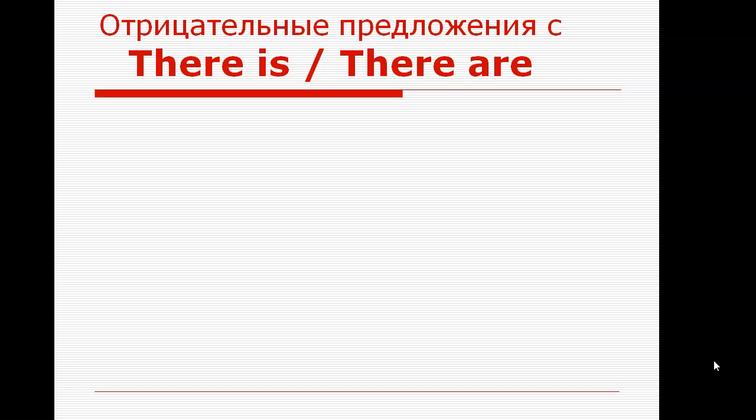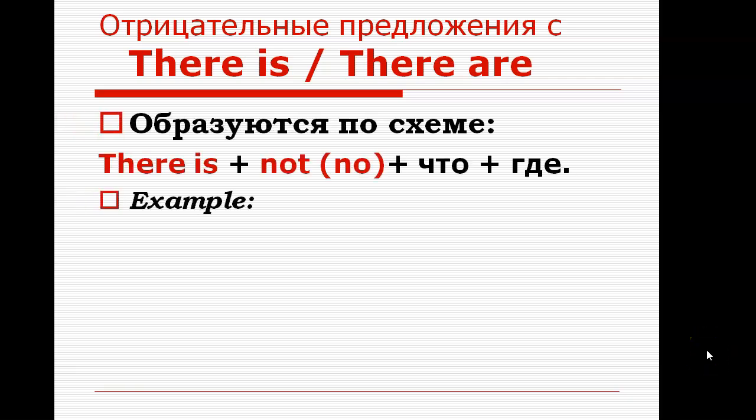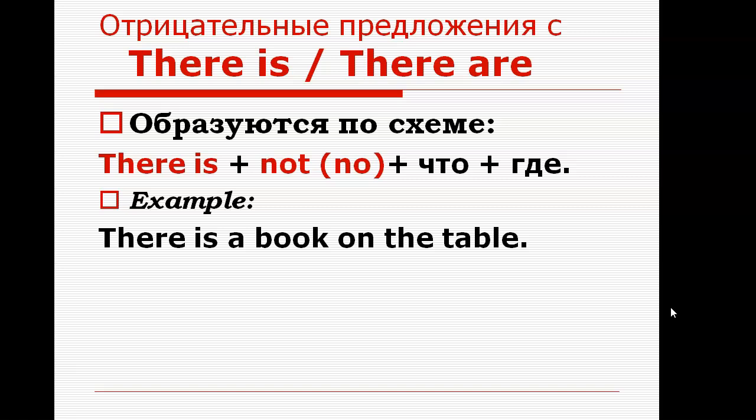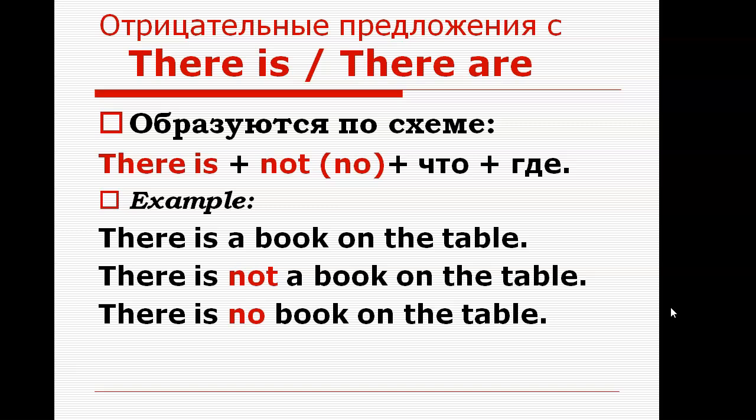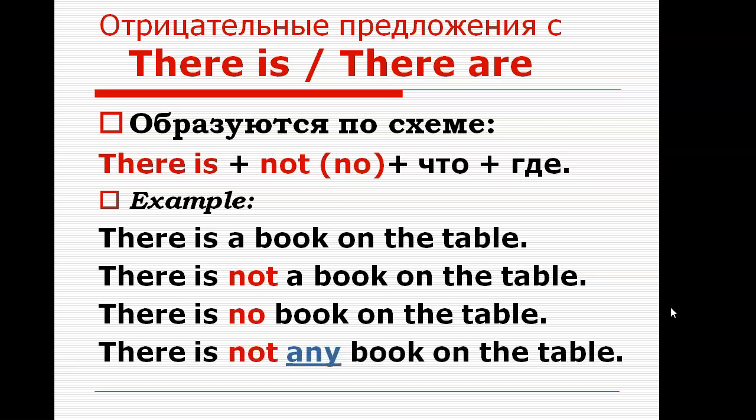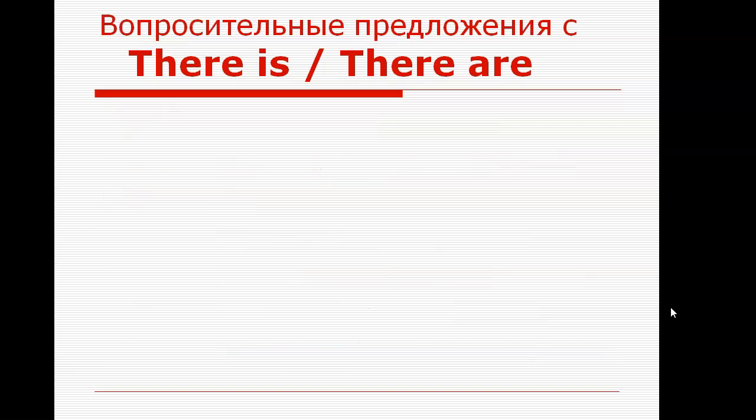The negative sentence with there is and there are is formed by the scheme: there is plus not or no, plus what plus where. Example. There is a book on the table. There is not a book on the table here. There is no book on the table. There is not any book on the table.